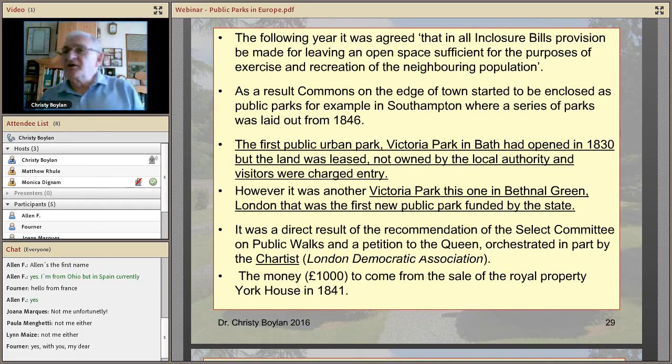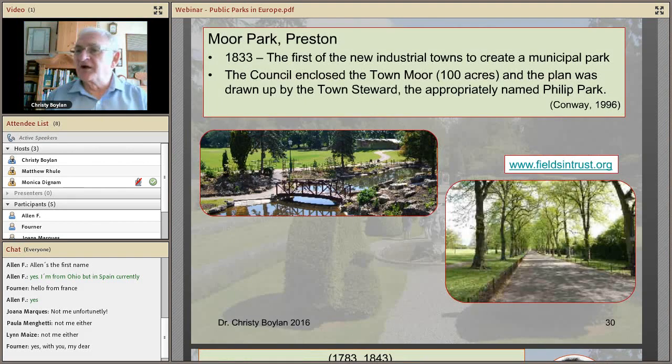And the following year it was agreed that all enclosure bills should provide open space sufficient for the purpose of exercise and recreation. As a result, the commons on the edge of town started to be enclosed as public parks. For example, in Southampton, they then had a series of parks laid out from 1846. Now, Bath we've already mentioned in 1830, but the land there was leased. It's not owned by the local authority, and visitors were charged entry.